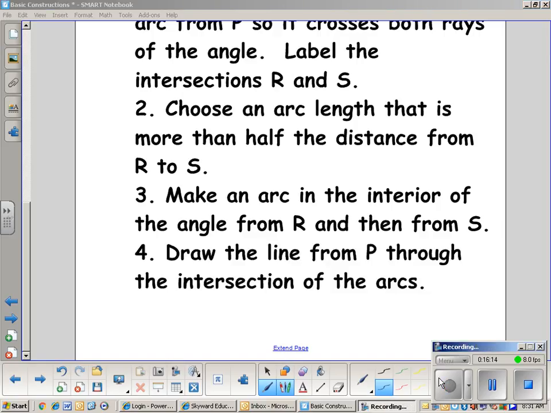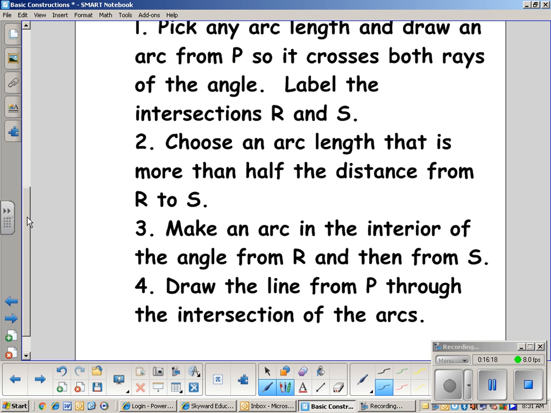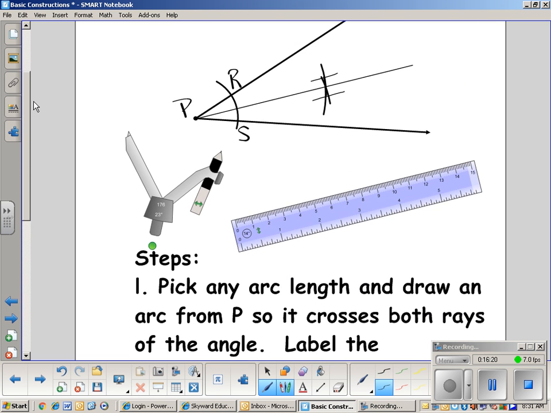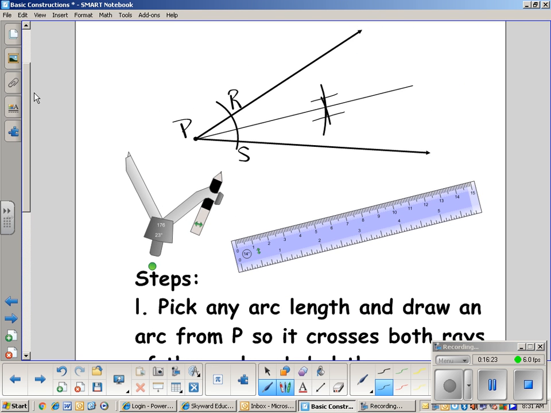So then the last step, draw the line from P to the intersection of the arcs. And I'll come right back down, but to go back up to show you what I'm talking about, from P through the intersection. And we just draw that line. And that is the angle bisector. And what does it mean if it's an angle bisector? What did it do to my angle? Split it in half. Exactly.